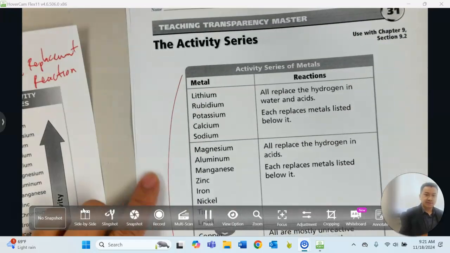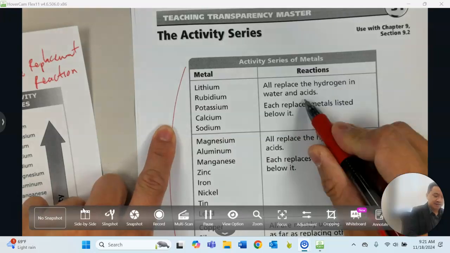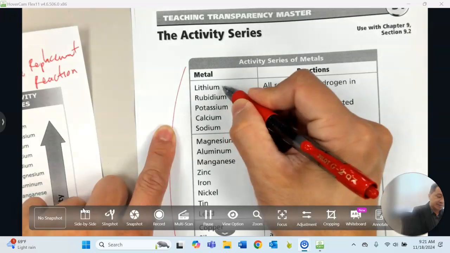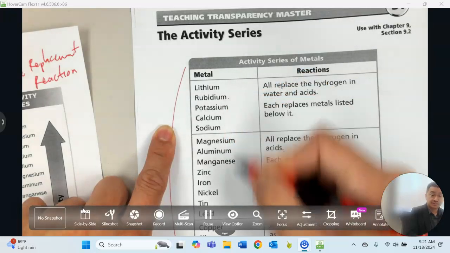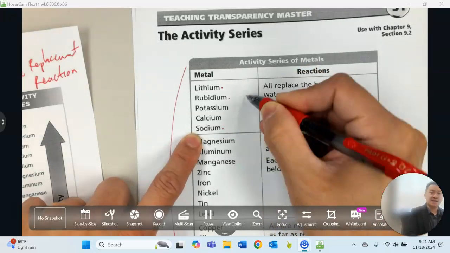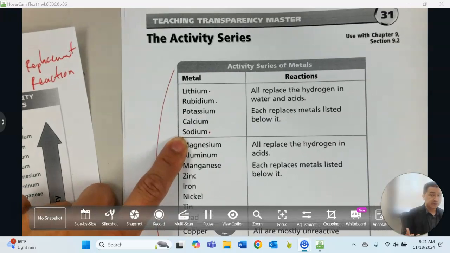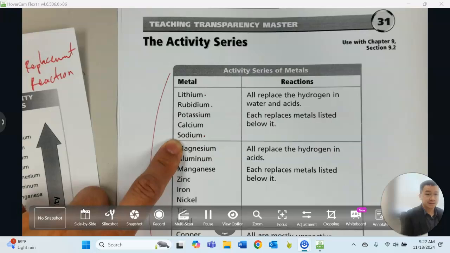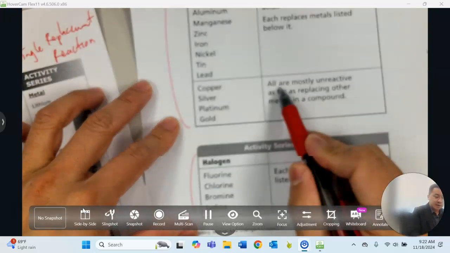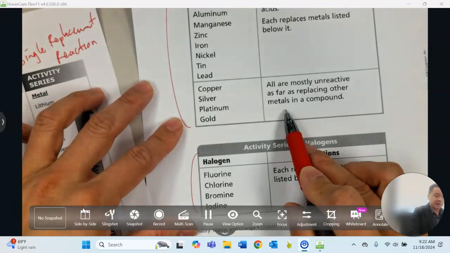So this is the activity series. It tells you here, all replace hydrogen in water and acids. Each replaces metal listed below it. So the higher one, lithium, can replace rubidium, everything below it. But sodium is below, it cannot replace lithium. It cannot replace anybody above it. So if it's not as reactive, it cannot replace. Okay. So sadly here, a couple of the ones on the bottom are mostly unreactive as far as replacing each other, replacing other metals in a compound.